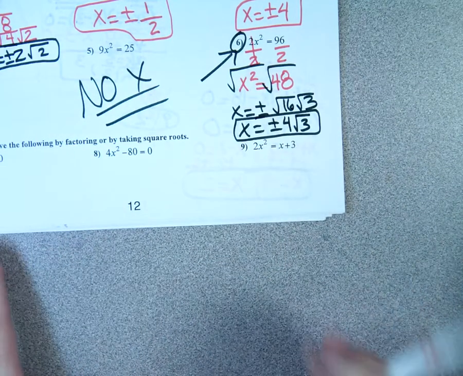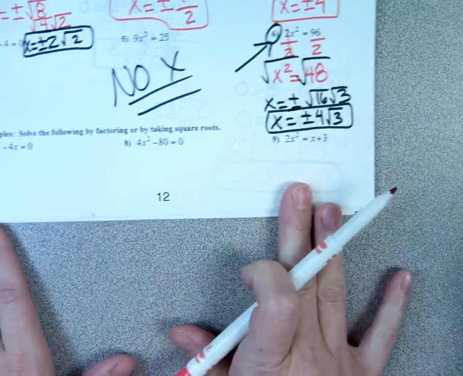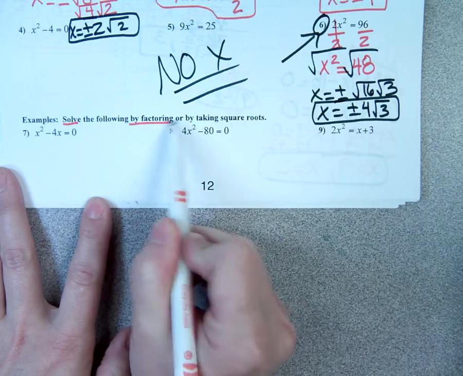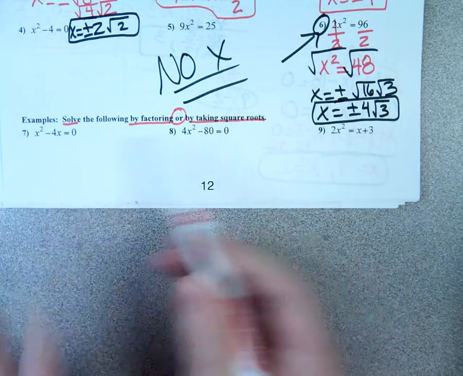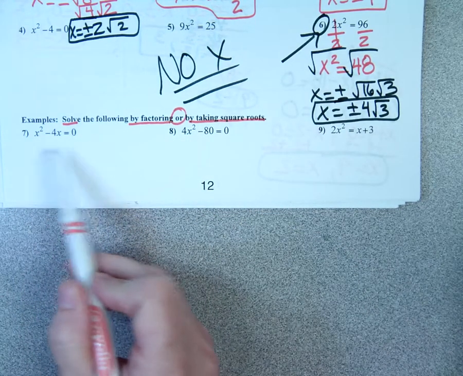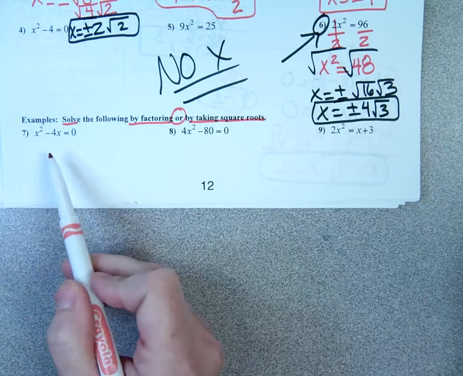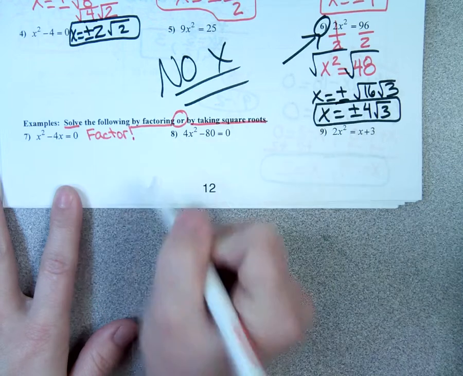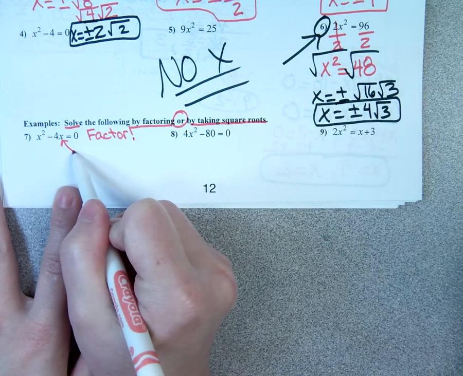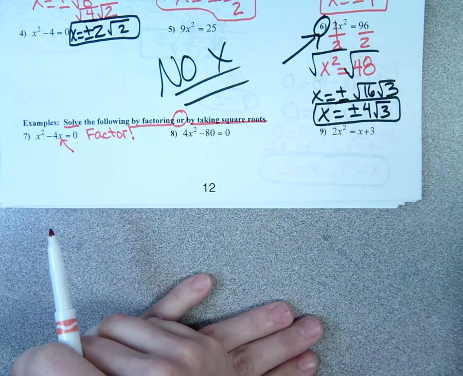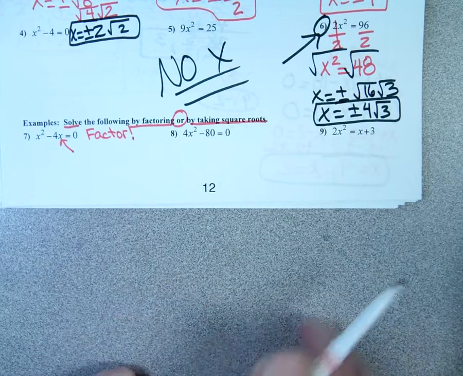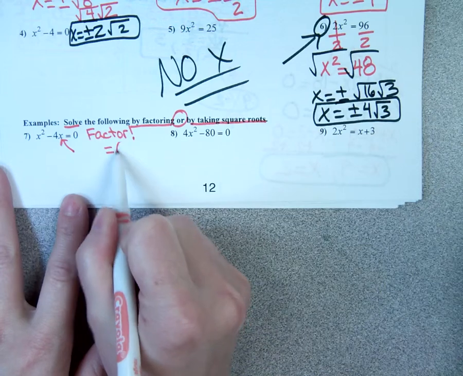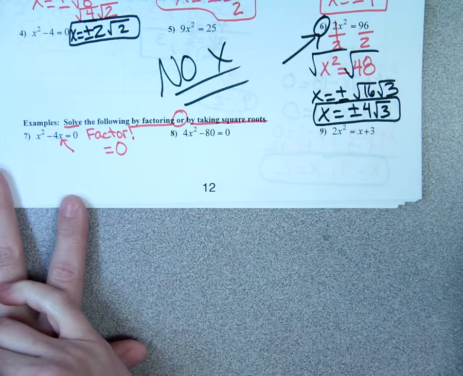I'm not going to take the time down on the bottom to work these, but I want to talk about them. All we talked about today was solving by either factoring or by taking square roots. On number 7, what would you need to do? You would need to factor this, because it has an x. If there's an x squared and an x in the problem, then we have to solve by factoring. And remember, those problems have to say equals 0 before you can begin.